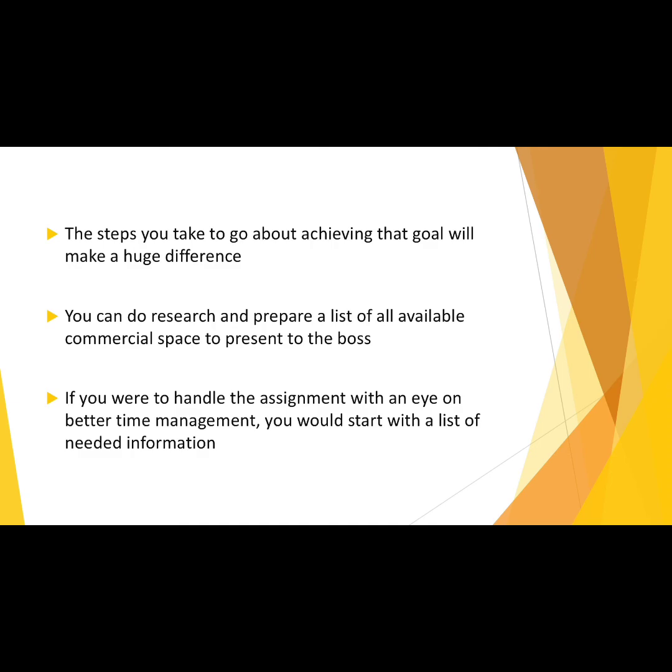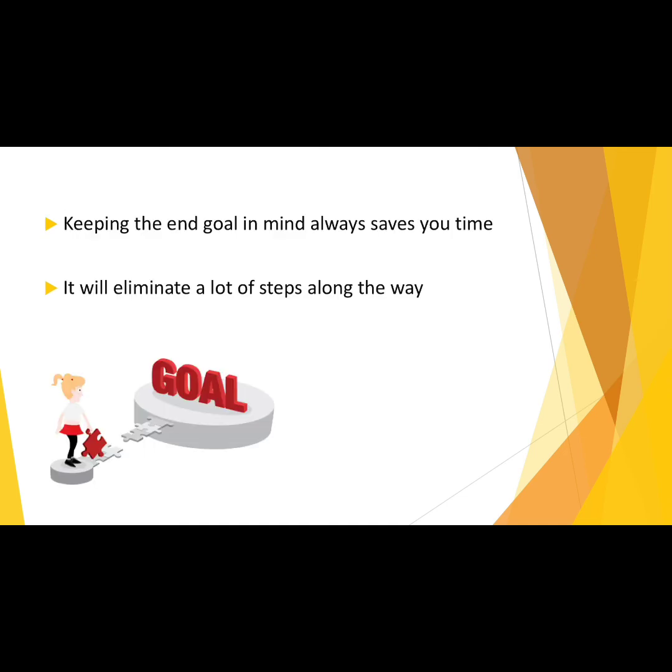If you were to handle the assignment with an eye on better time management, you would start with a list of needed information. What neighborhood would be best? What is the monthly rent and utility budget? This information can be gathered in minutes, hopefully from the boss himself, and it will narrow down your project and save you days of needless searching. Keeping the end goal in mind always saves you time. Have the necessary information at hand before you begin the actual work. It will eliminate a lot of steps along the way.